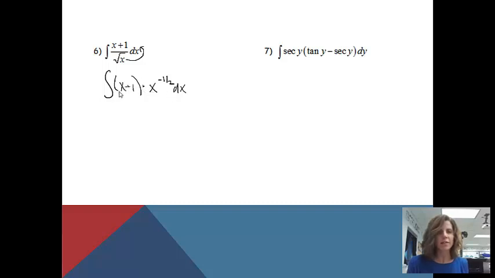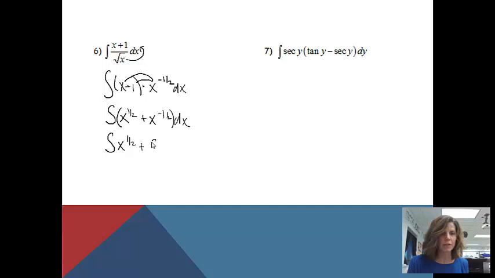The next thing, we don't have a rule for multiplication. So I'm going to distribute, so I'll end up getting x. If you remember, if I take x times x to the negative 1/2, we're going to add the powers using our exponent rules. So 1 plus negative 1/2 would be 1/2, and then plus 1 times x to the negative 1/2 would be x to the negative 1/2. Okay, now since we have a plus sign, we can separate it into two separate integrals.